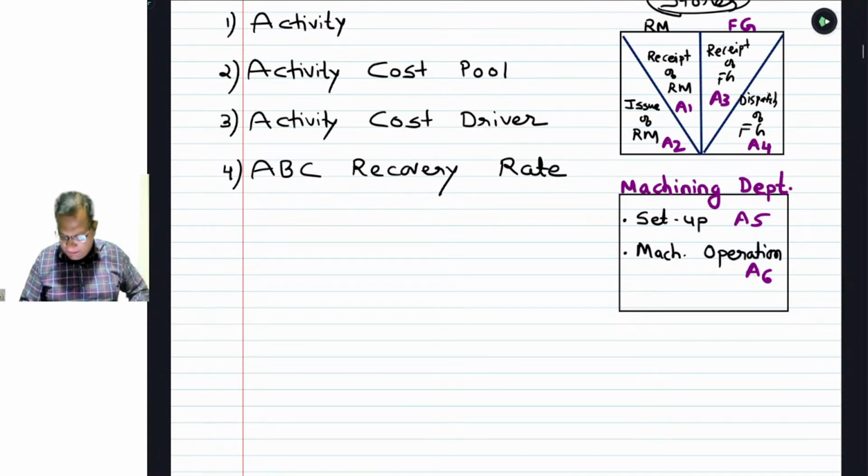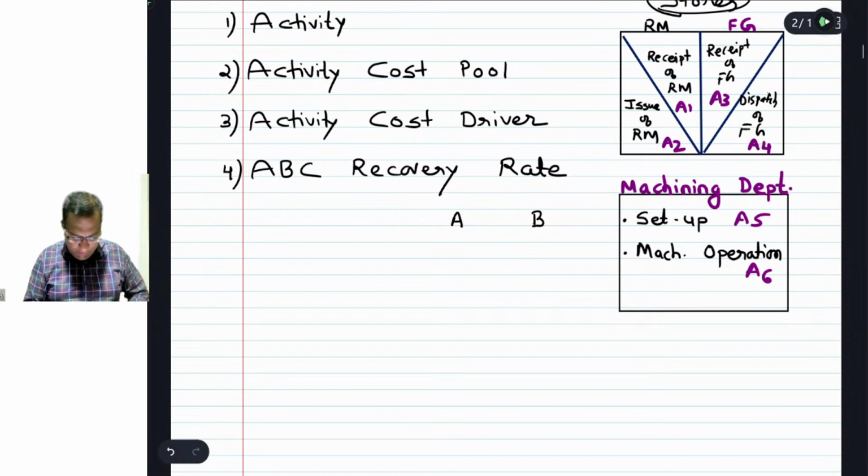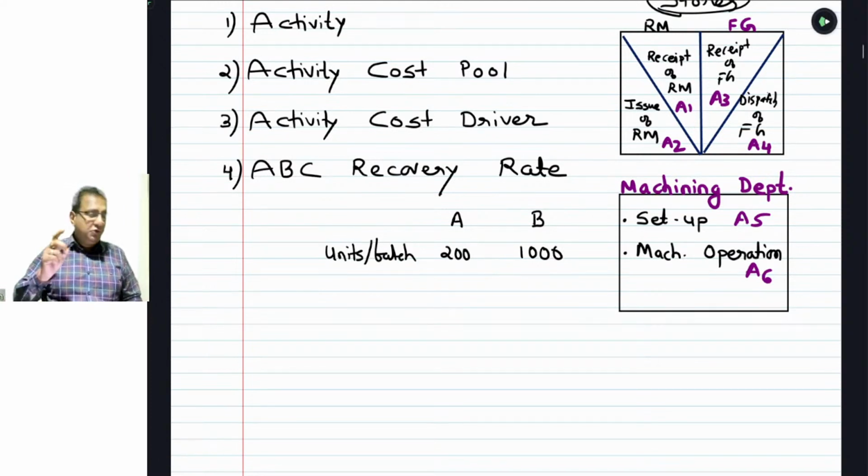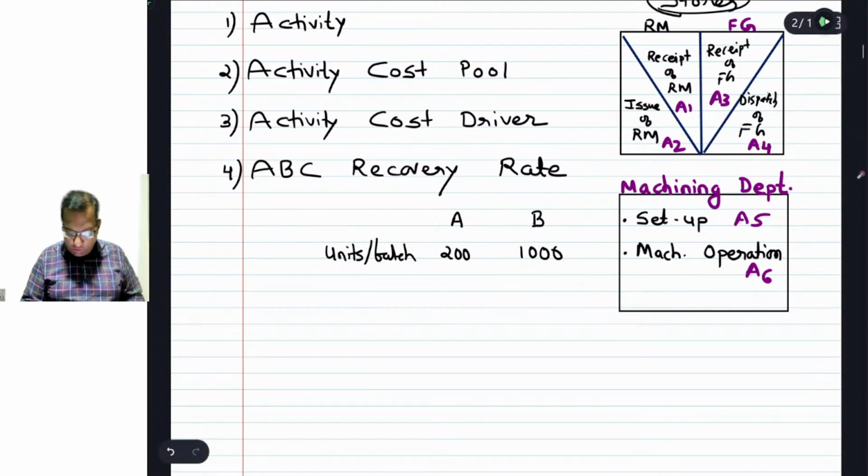See beta, the logic is very simple. Suppose there are two products, product A and product B. Units per batch: 200 and 1000. So what happens if we do not recover overhead on the basis of activity? The problem is that since both the products have consumed the machining activity, normally the overhead will be bifurcated between them in the 200 to 1000 ratio of the machining department, but that is illogical. The setup: 200 units are produced in a batch while 1000 units are produced in a batch.